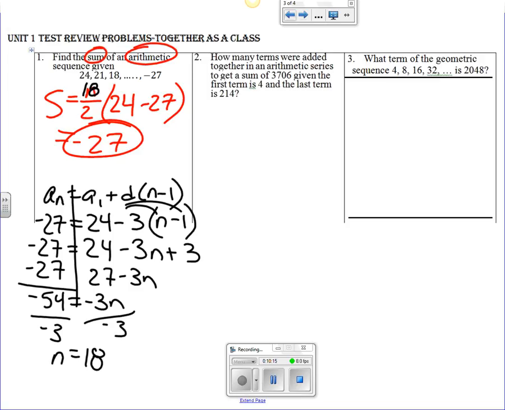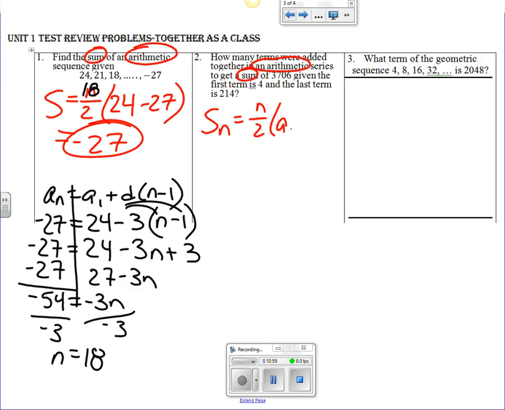Number 2, how many terms were added together in an arithmetic series to get a sum of 3,706, given the first term is 4 and the last term is 214? Laura, what should I circle? What else? Yep. Sum and arithmetic. Yep. You got it. Okay. So AJ, which formula are we using? The purple. So we know the sum, guys. What is the sum?